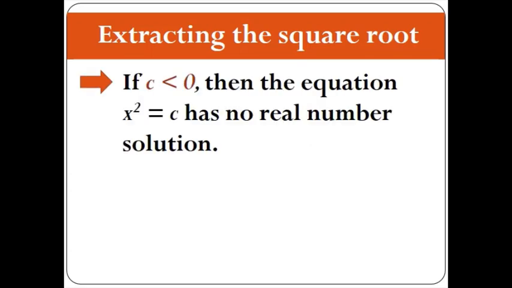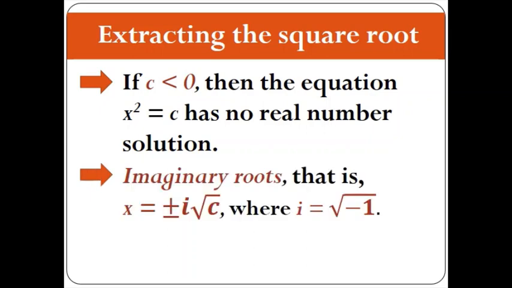So, if c is less than 0, then the equation x squared is equal to c has no real number solution. Remember that the square of every real number is non-negative. So dito, c less than 0. Meaning, mas mataas yung 0 kaysa yung ating c. And again, real number is non-negative. So in this case, the quadratic equation has imaginary roots. That is, x is equal to positive negative i, that means imaginary, then square root of c, where i is equal to square root of negative 1.